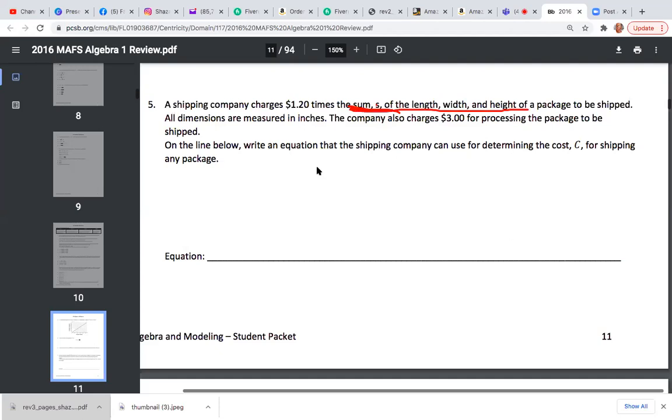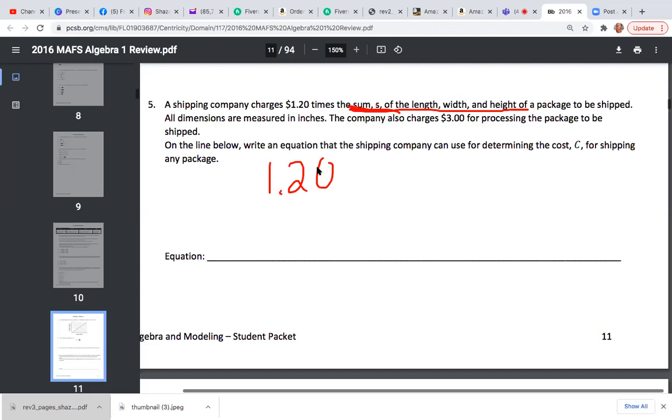So basically, it's gonna be $1.20 times the sum S of the length, width, and height of a package. All the dimensions are measured in inches. The company also charges $3 for processing the package to be shipped. On the line below, write an equation that the shipping company can use for determining the cost for shipping any package. Okay, guys.